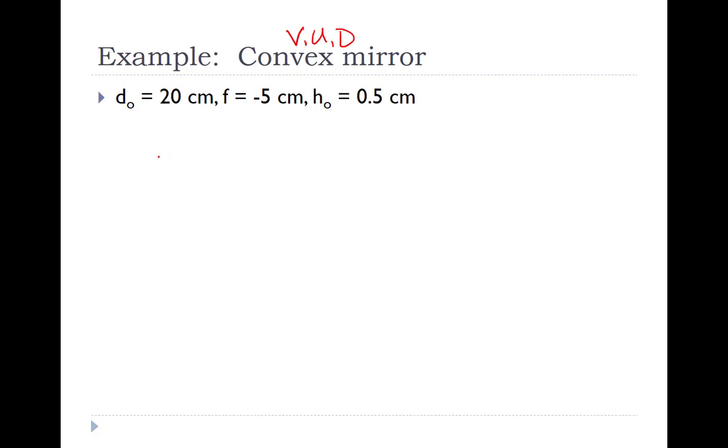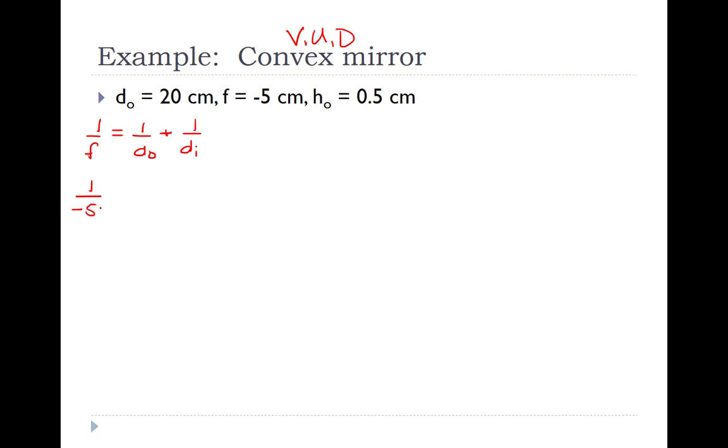Okay. For this example, we have an object distance of 20 centimeters. We have a focal length of -5 centimeters and an object height of 0.5 centimeters. We want to determine the image distance, the magnification, and the image height. We cannot determine the magnification and the image height until we know the image distance, which we find using the formula which relates the focal length to the object and image distances.